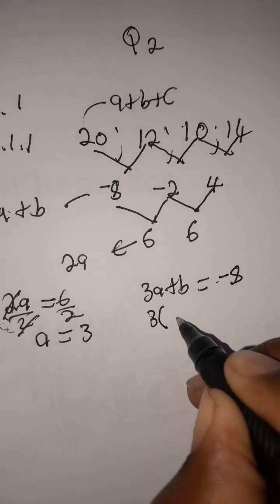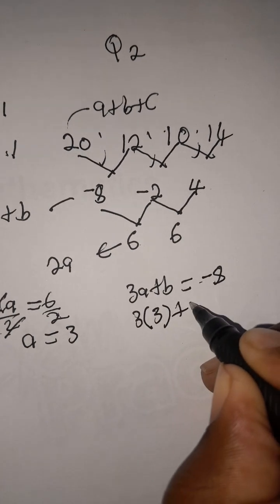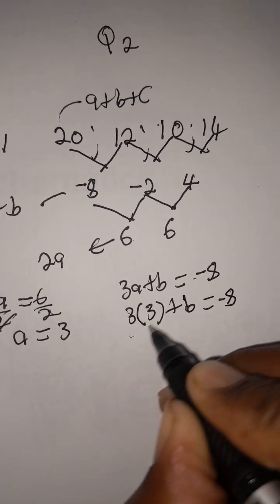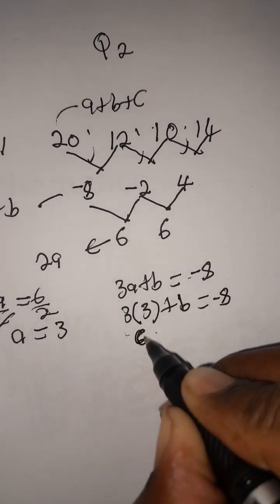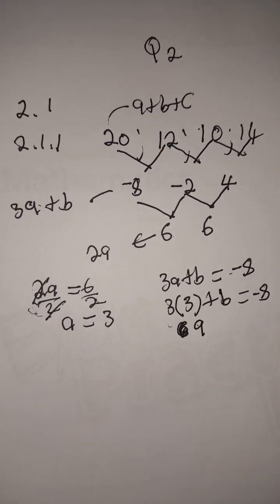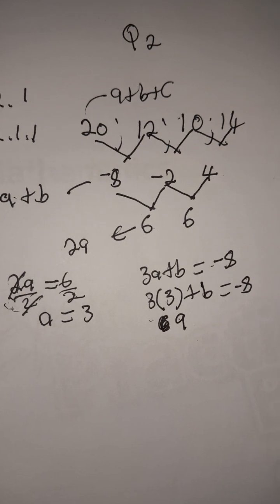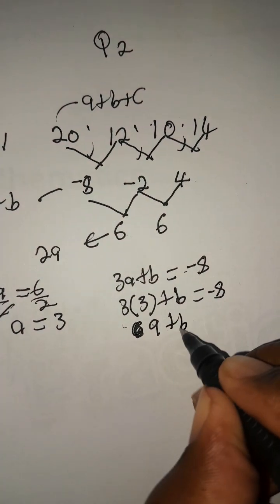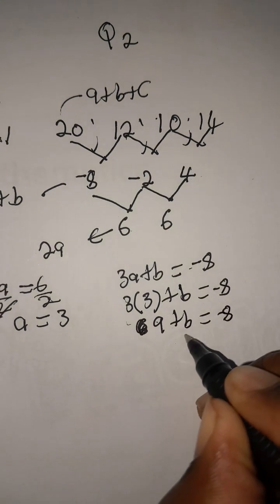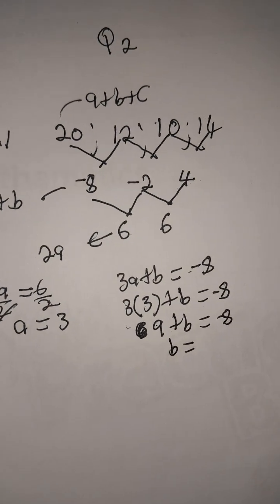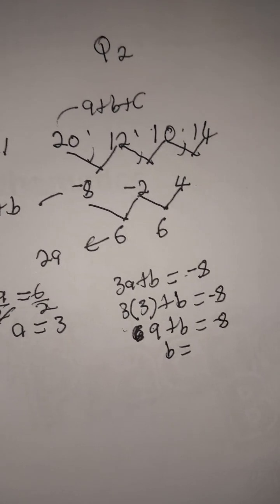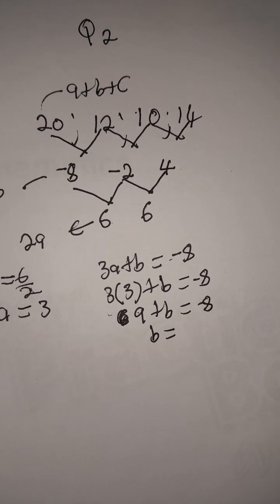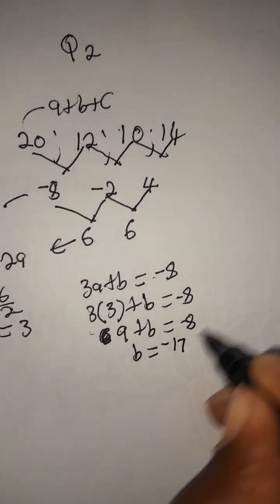Where there is a, you replace it by 3. So we have 3 times 3 plus b, which is equal to negative 8. 3 times 3 is 9. So we have 9 plus b equals negative 8. Then let's transpose 9, so that will be negative 8 minus 9, which is negative 17.